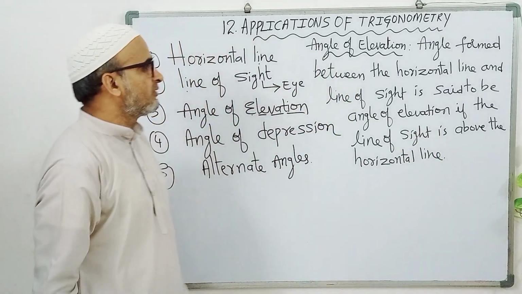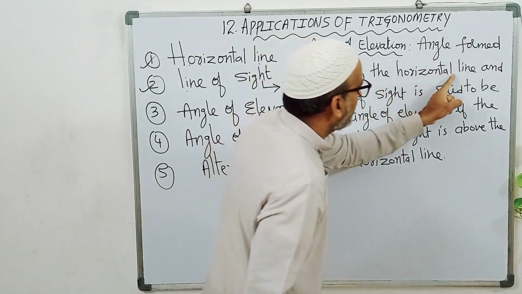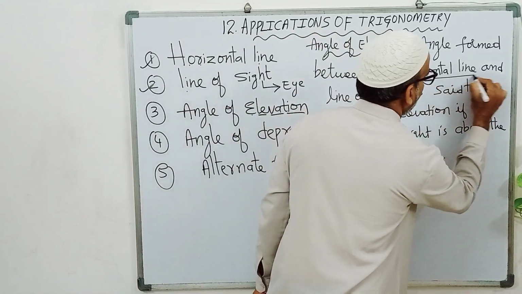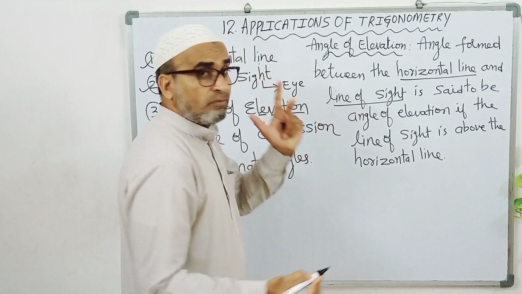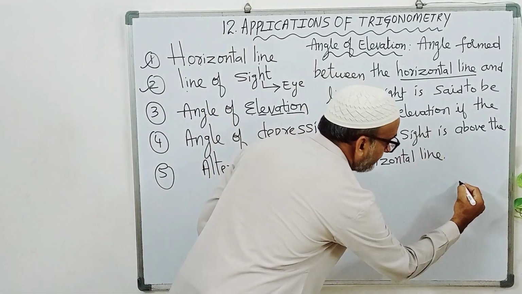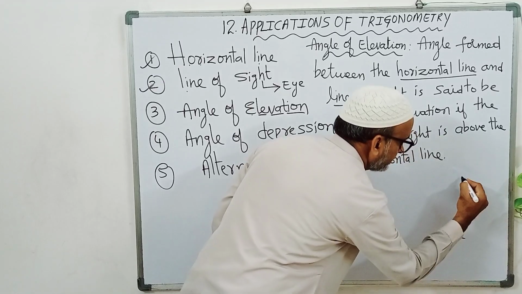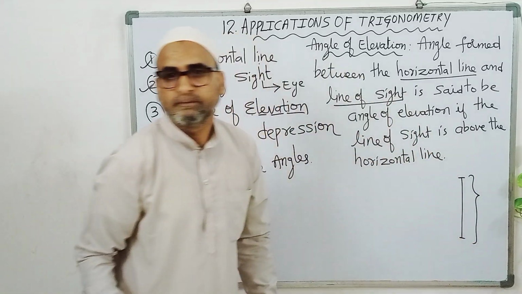What is the meaning of this? The angle formed between the horizontal line and the line of sight. These two are important: the horizontal line and the line of sight. Suppose you see here, this is one building I am taking. This is the building.